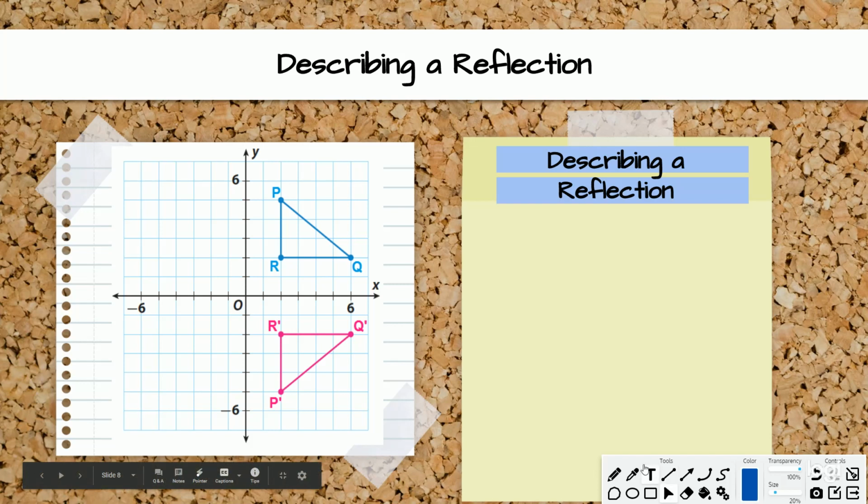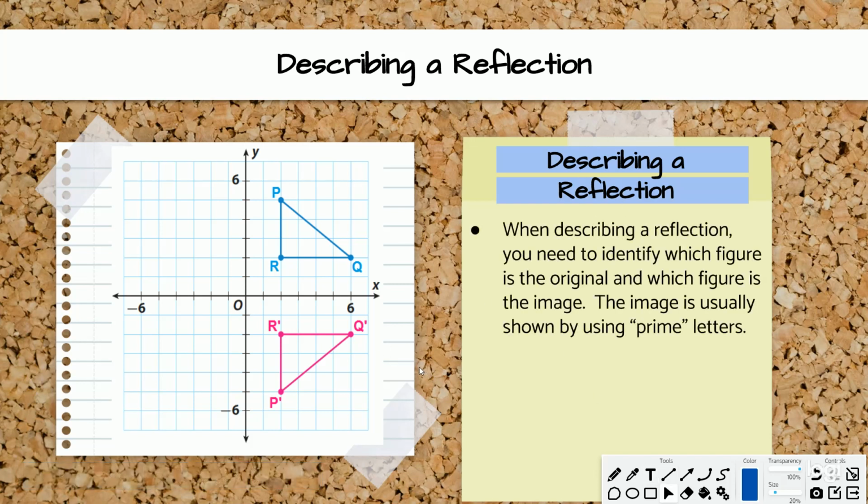So for this one, we are describing a reflection. So when describing a reflection, we need to identify which is the original and which is the image. The image is usually shown by using prime letters. So in the example to the left, our original figure is the blue one, and our image is the pink one. And you could see that because the pink one has the prime numbers next to it.